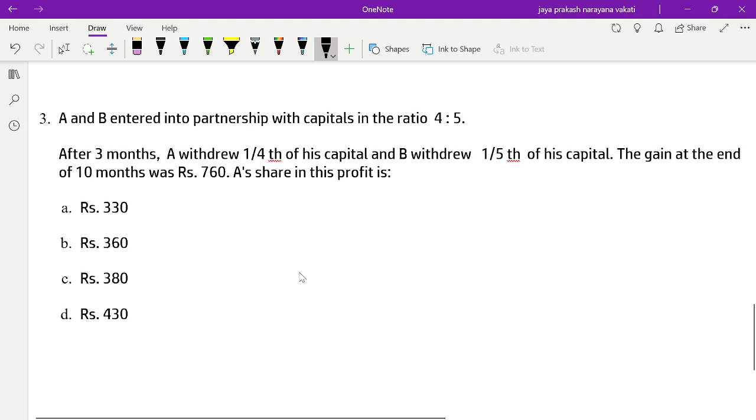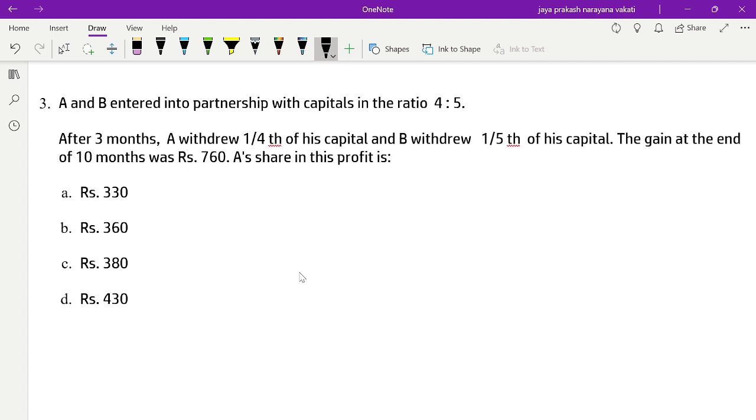This is the third problem, guys. A and B entered into partnership with the capitals in the ratio 4 is to 5. After 3 months, A withdrew one fourth of his capital and B withdrew one fifth of his capital. The gain at the end of 10 months was 760. A's share in the profit is? So he has directly given in this problem the investment ratio as 4 is to 5.